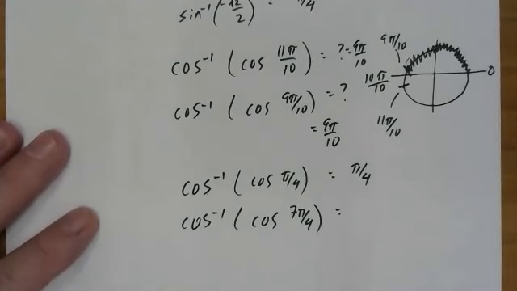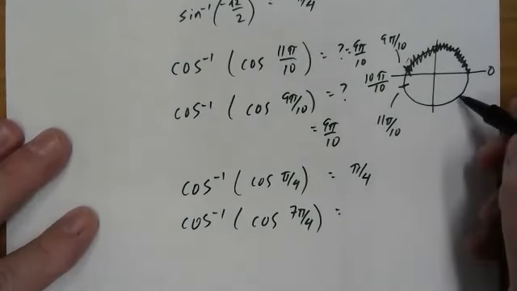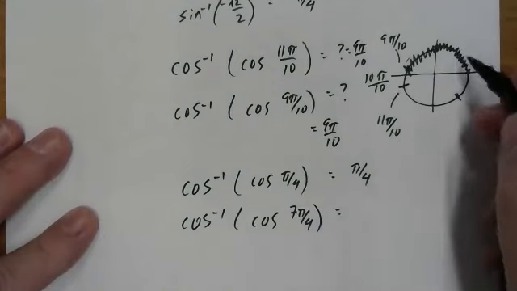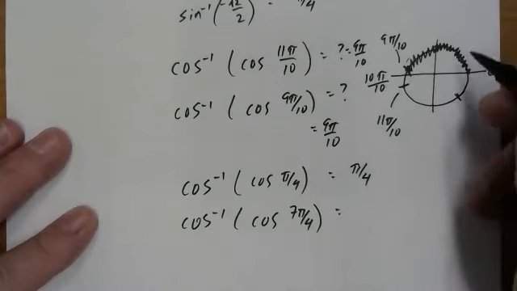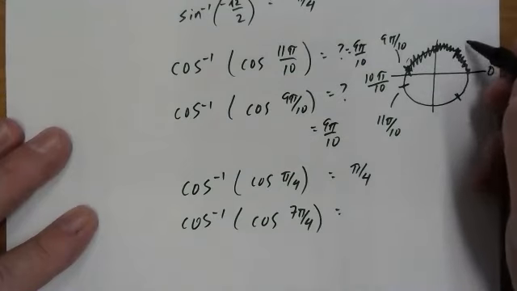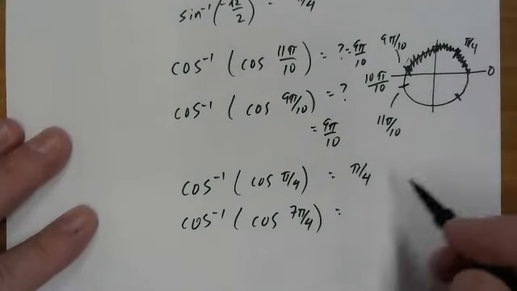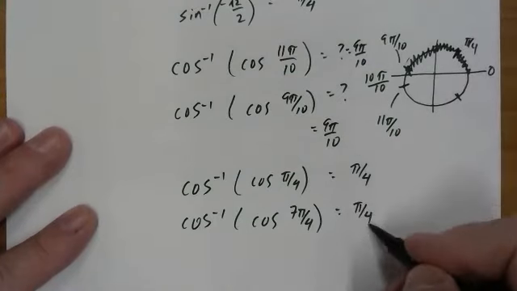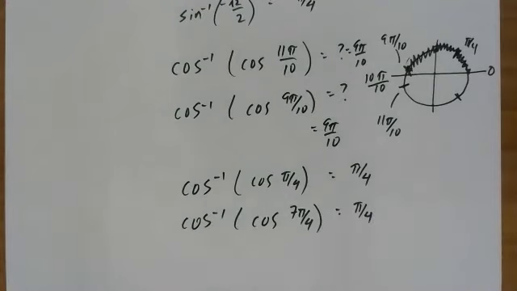Now 7 pi over 4 is down here. I can't use the shortcut. I need to go find the reference angle in the top half. Cosine down here is positive. Here's a reference angle at pi over 4, and it's positive. So therefore, it's pi over 4.